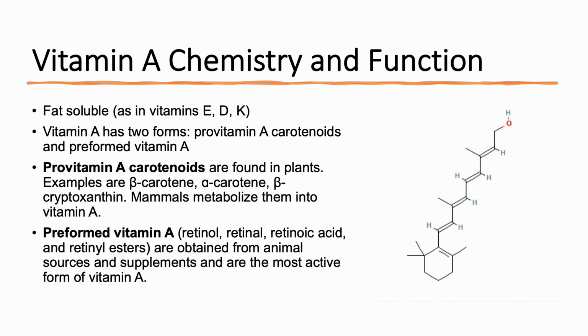Vitamin A is a fat-soluble vitamin. There are four of them: A, E, D, and K. There are two forms of vitamin A: provitamin A, carotenes. This is found in plants. Mammals metabolize provitamin A or beta carotenes into vitamin A, into active vitamin A.